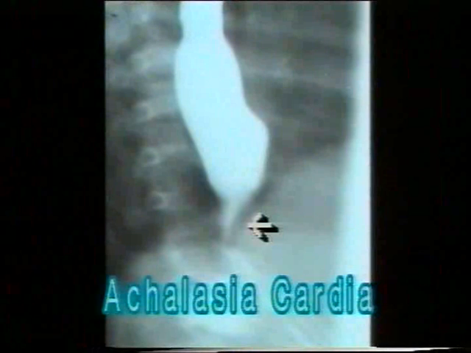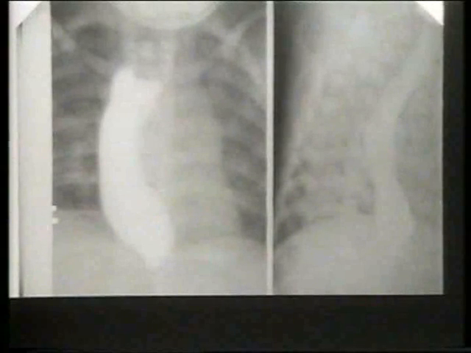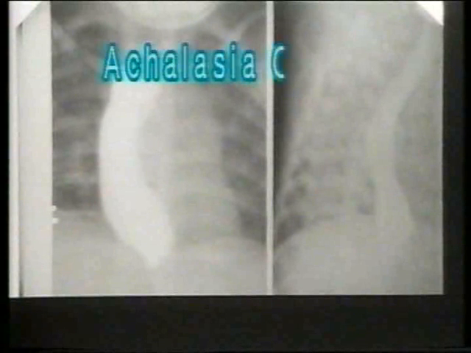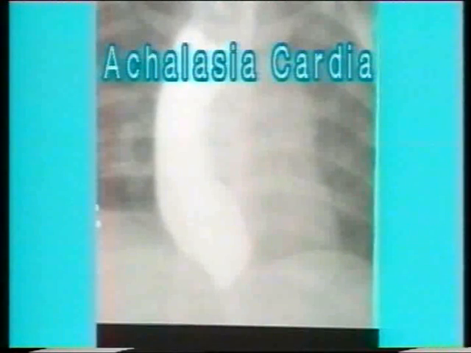Here we see a smooth but abrupt narrowing at the cardia with a pencil-shaped tip which is directed almost horizontally towards the left. This is described as the bird's beak sign. This is another X-ray of a child showing a grossly dilated esophagus with smooth pencil-shaped narrowing at the cardia. It looks exactly like a bird's beak. Also, note the absence of air bubble in the stomach, which is a feature of achalasia cardia.